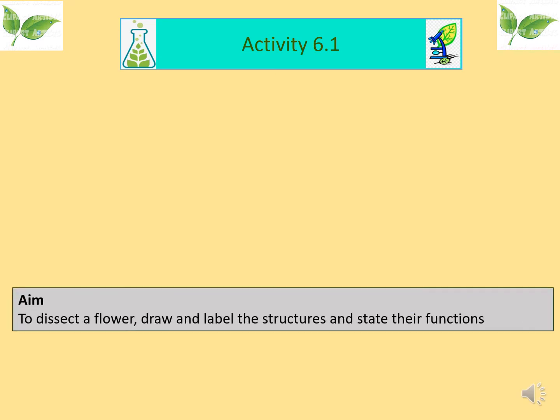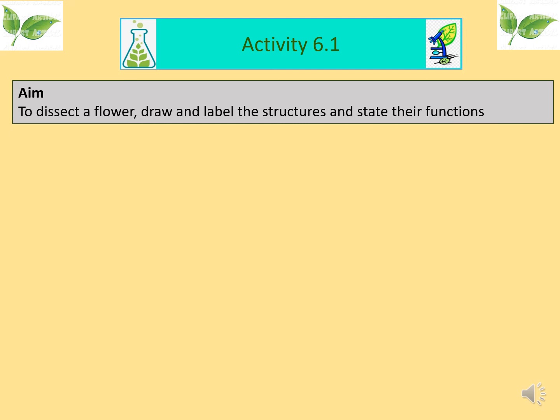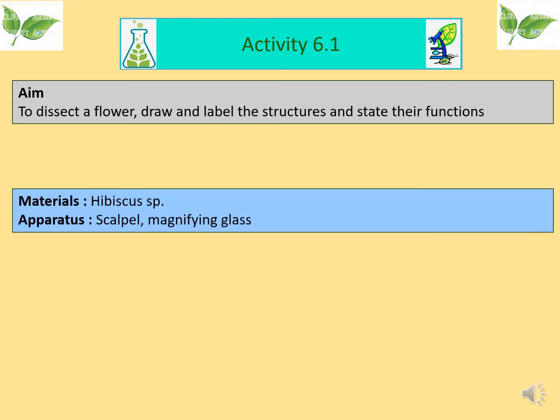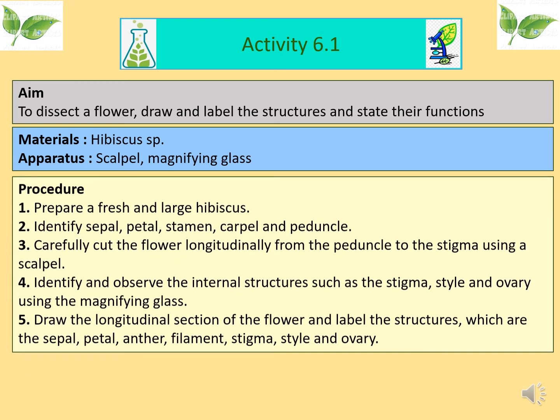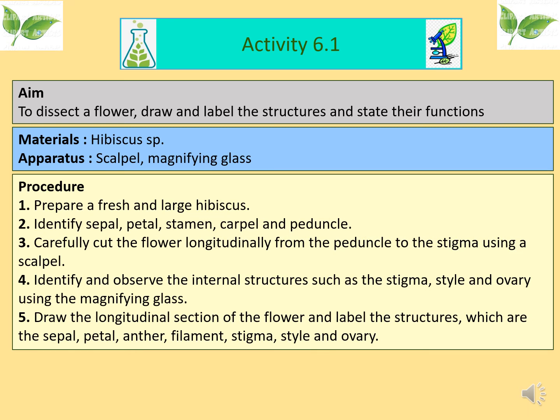Activity 6.1. The aim of this activity is to dissect a flower, draw and label the structure and state their functions. Material: hibiscus. Apparatus: scalpel and magnifying glass. Procedure. Number 1, prepare a fresh and large hibiscus. Number 2, identify sepal, petal, stamen, carpel, and peduncles. Number 3, carefully cut the flower longitudinally from the peduncle to the stigma using a scalpel. And then number 4, identify and observe the internal structures such as stigma, style, ovary using the magnifying glass.